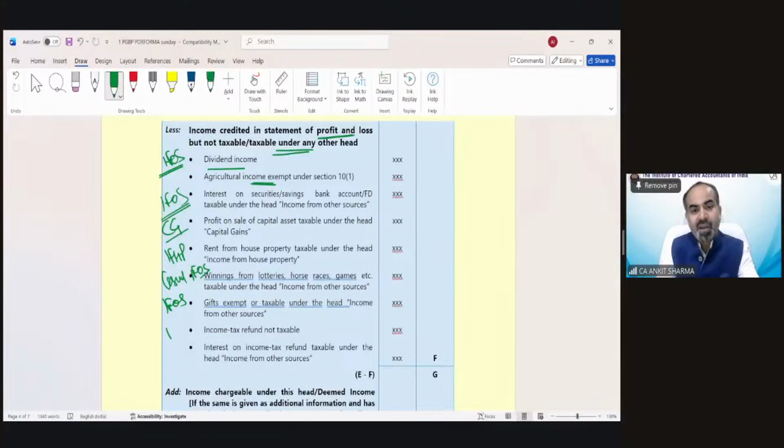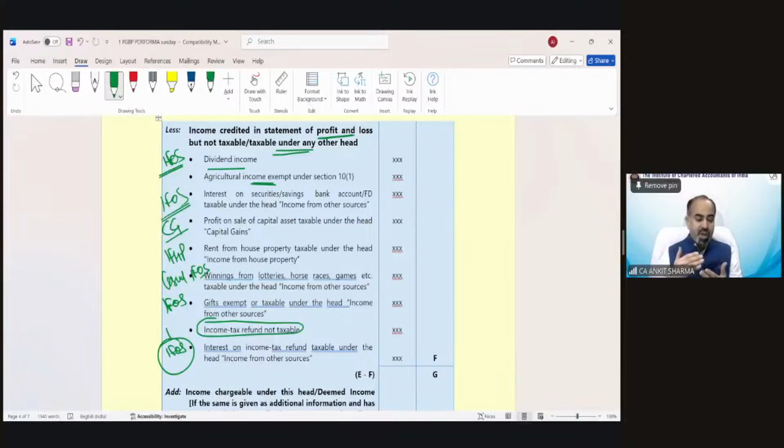Gifts are exempted and part of other sources, and need to be reduced. Income tax refund is not an income, so it needs to be reduced, and interest on income tax refund would be part of income from other sources. The interest component of this would be part of only income from other sources. So those heads of income, or those incomes which are going to be included under any other specific head except PGBP, if that income has been included in the PGBP income, we need to reduce or remove that income from our net profit.